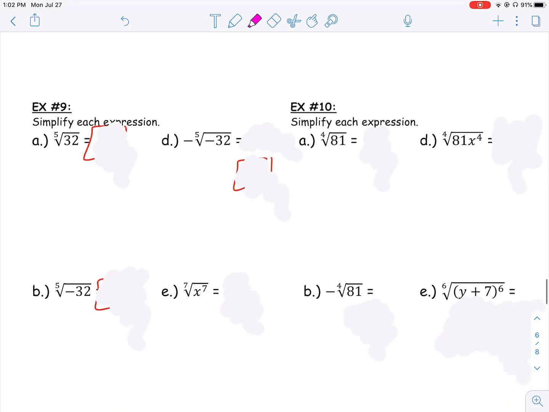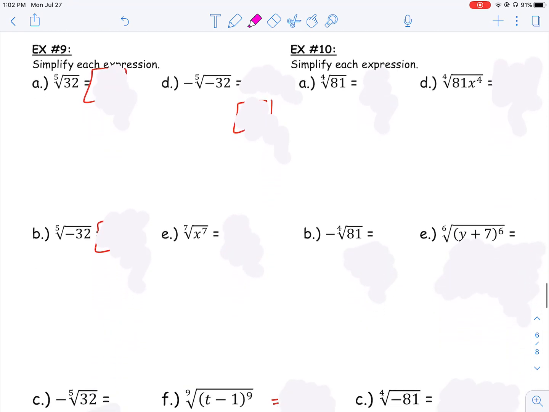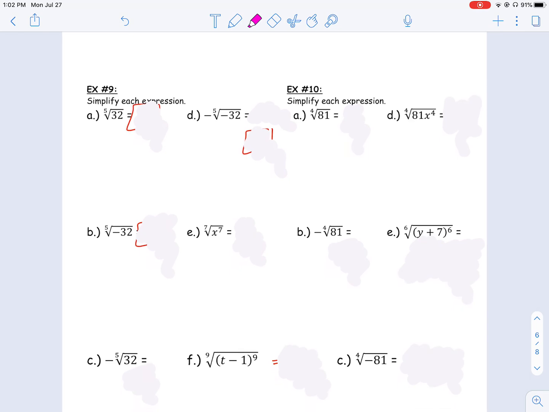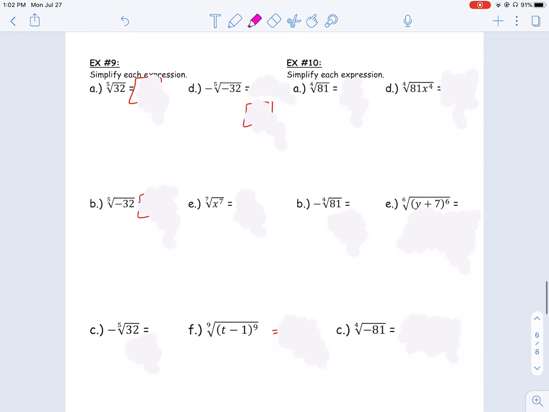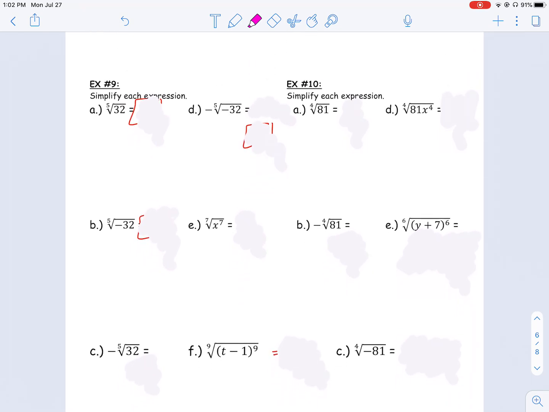Let's do a few practice problems one more time with all different types of roots: odds, evens, negatives, positives, to make sure we really understand what's going on. Maybe you can pause the video, look at these two examples, and try them first by yourself and see if you have a good understanding of what we've been doing. Then come back and see if you have the same answer as me.